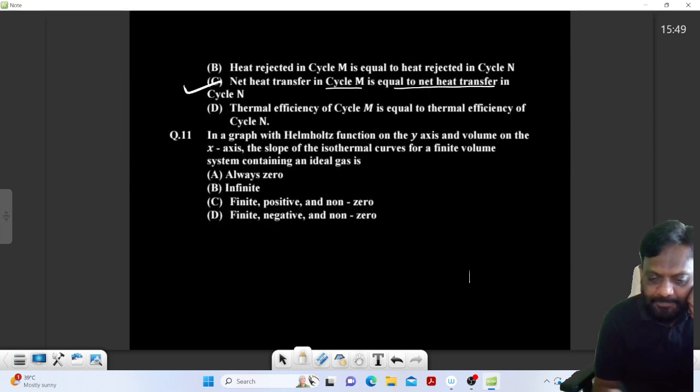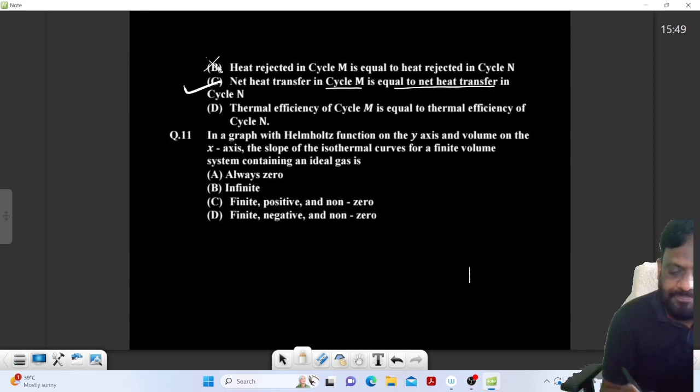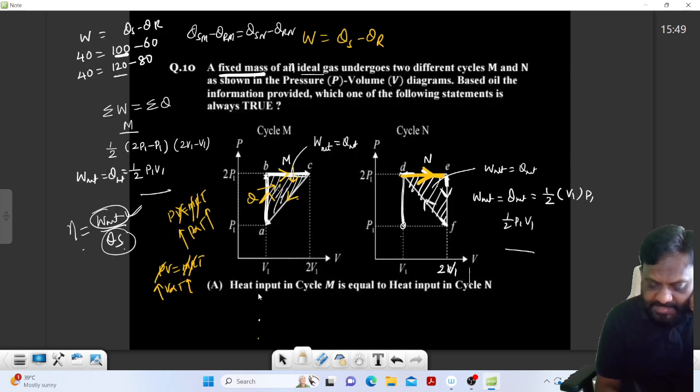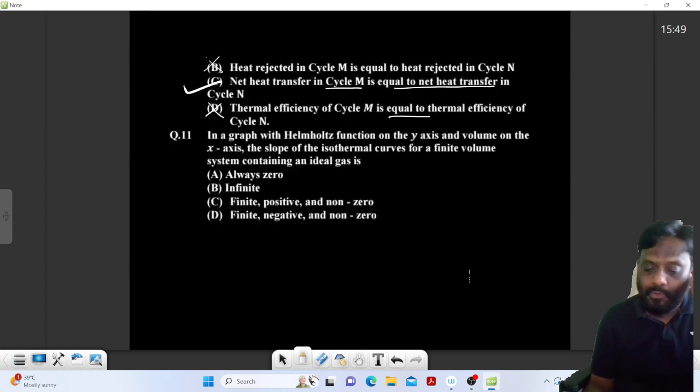So what is the answer, sir? Heat rejection in M is equal to that in N? No, heat rejection is not the same. And efficiency is equal? No, it's not the same. Then one more option: heat input in cycle M, heat supply or input is the same? No, only network is the same. Is it clear? Good question, sir.